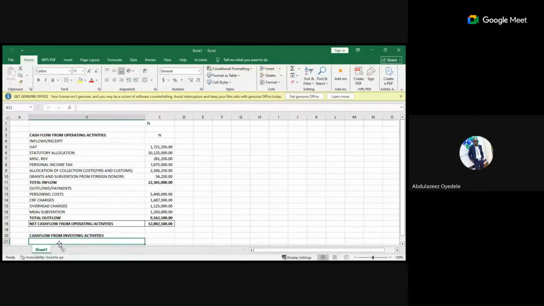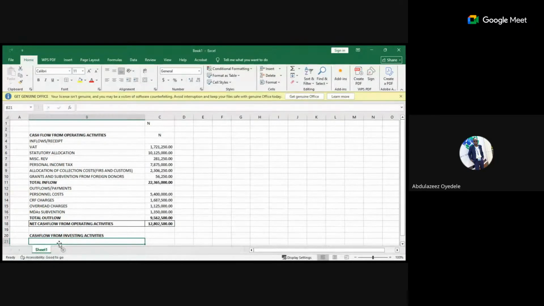So let's go back to our question and see the items of investing activities that we can identify from this question. If you remember, we said investing activities are activities that have to do with purchase or acquisition or disposal of non-current assets that the entity engaged in. From the beginning, we have used almost all the items at the beginning.